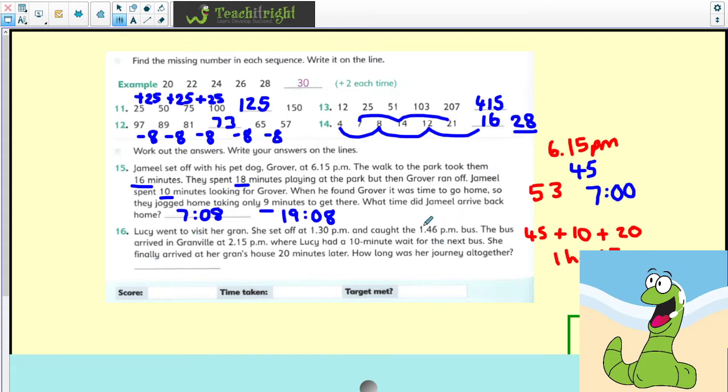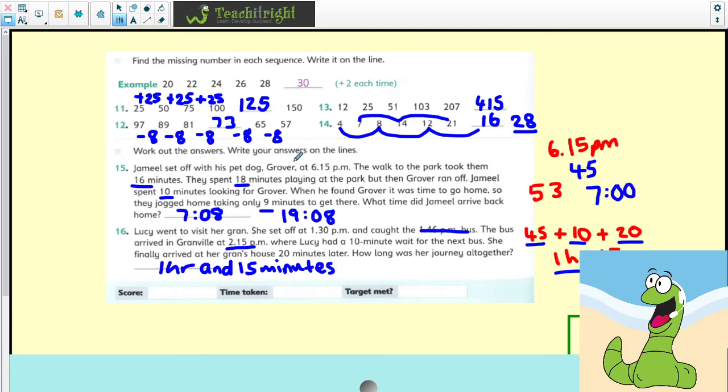Now, in actual fact, the time that she caught the bus is slightly irrelevant because the bus arrived at 2:15. So we can just do the difference between 1:30 to 2:15, which is 45. She then had a 10-minute wait, and then she got to her gran 20 minutes later. So if we add all of that up, the total journey was 1 hour, so that's 60 minutes of course, and 15 minutes. So well done if you got that right. Quite a lot of information there to decipher.